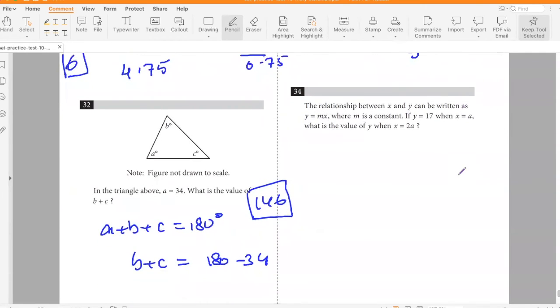The relationship between X and Y can be written as Y is equal to mx, where m is a constant. If Y is 17 when X is A, what is the value of Y when X is 2A? So if Y is 17 when X is A, then when X is 2A, Y will also double. So 34.